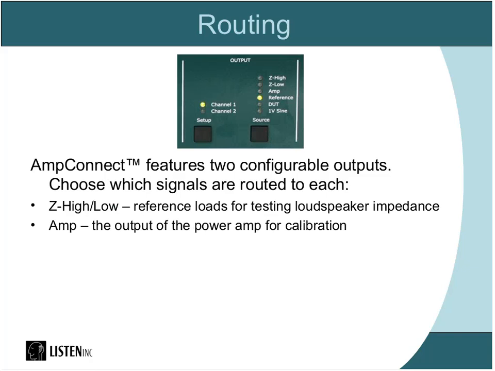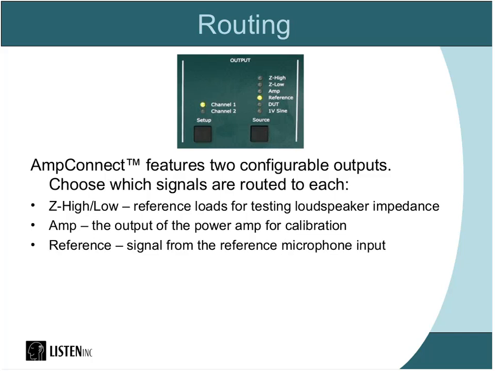The next one is the amplifier. This allows you to route the output of the power amp back to the sound card. Now this would be used for calibration, or if you just want to test out the amplifier. We actually have a sequence called AmpConnect self-test, which does some of this. It does the loop back to check the amplifier, make sure the gain is where it should be.